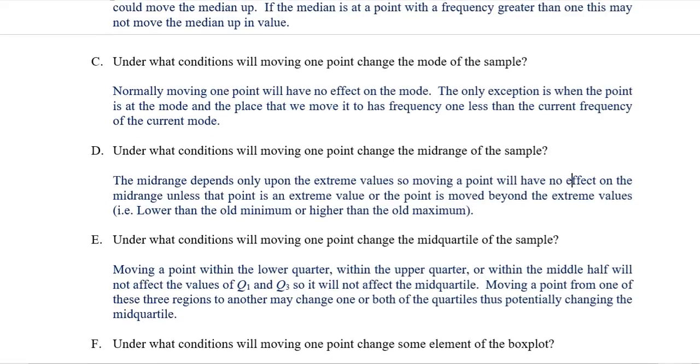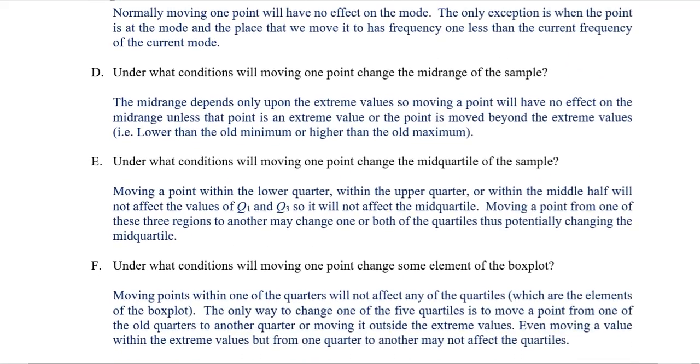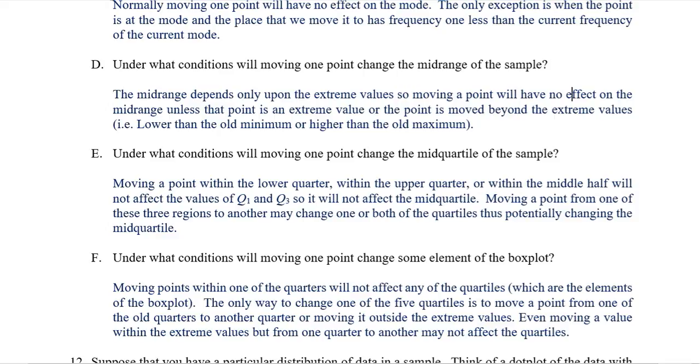Okay. Under what conditions will moving 1 point change some element of the box plot? Well, again, if you move points within one of the 4 quarters, that's not going to affect any of the quartiles, which are the elements of the box plot. So the only way to change one of the 5 quartile measurements is to move 1 point from one of the 4 old quarters to another quarter. Or moving extreme values in or out will certainly change your box plot, change where the whiskers go.